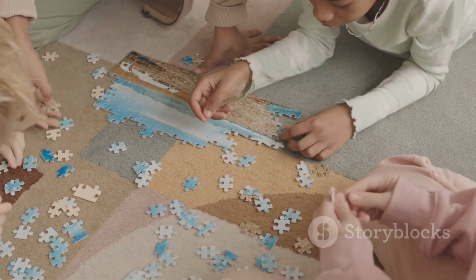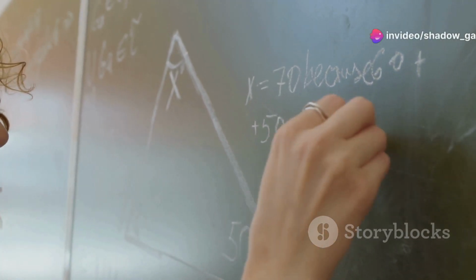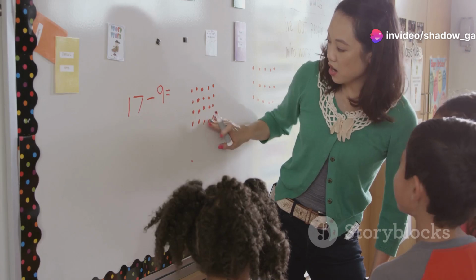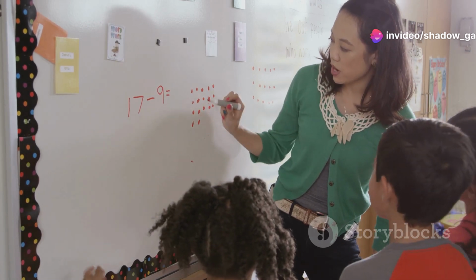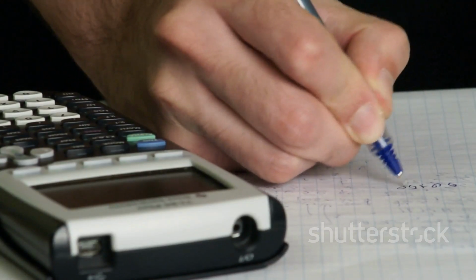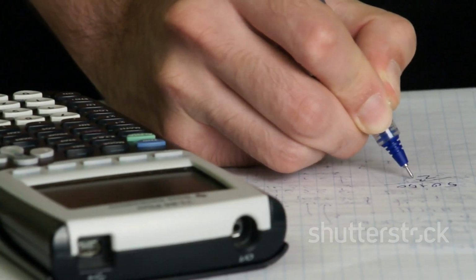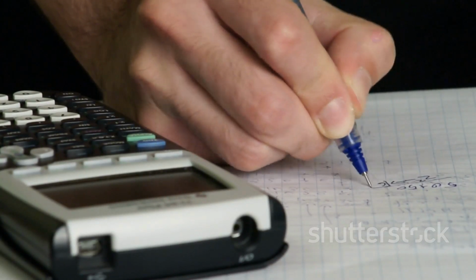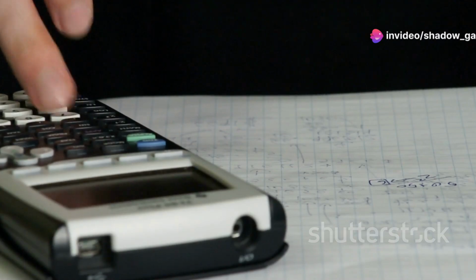Two-step equations are like puzzles that require two steps to solve. They involve two operations, such as addition, subtraction, multiplication, or division. These equations can be used to represent real-world situations, such as calculating distances, figuring out costs, or determining speeds.